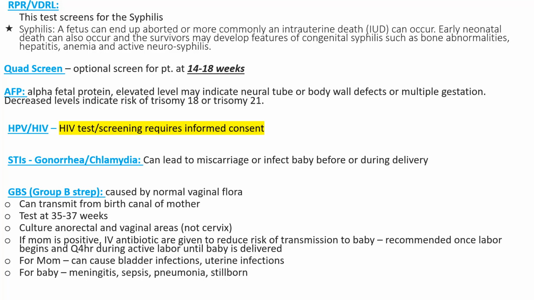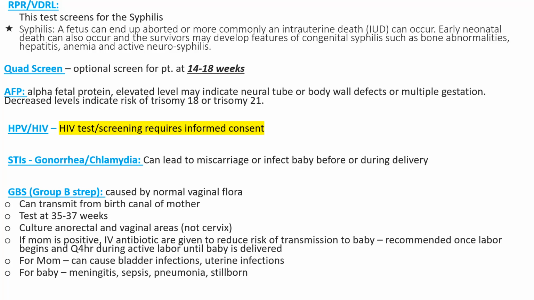Next is going to be group B strep, GBS. You'll hear this when you're in clinical. They'll say GBS negative or GBS positive. I don't want to say it's common, but it just kind of happens sometimes. This is caused by normal vaginal flora. This could transmit from the birth canal of the mother. So oftentimes they'll test this in our prenatal care before delivery. This is going to be a culture of the anorectal and vaginal areas, not our cervix.